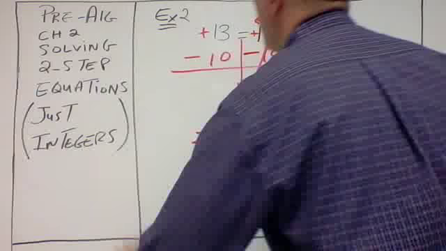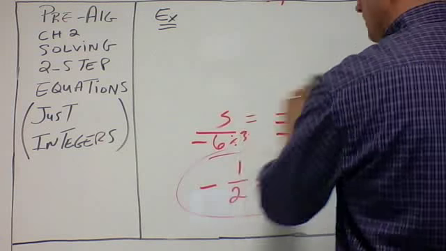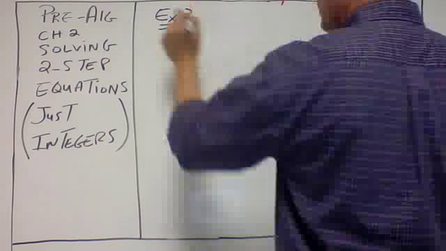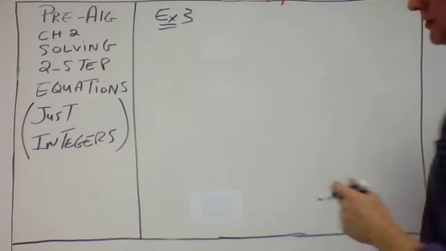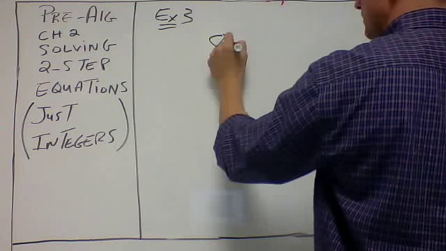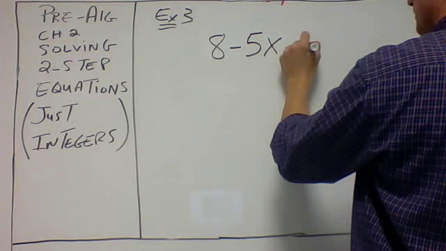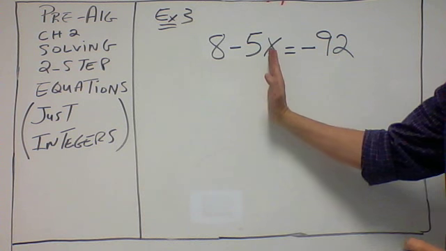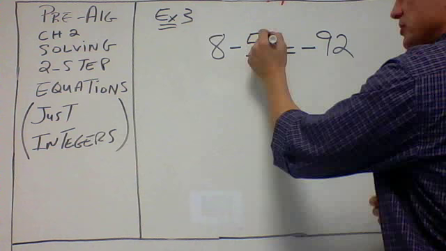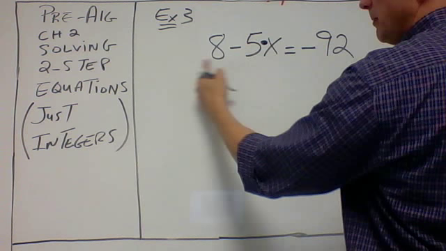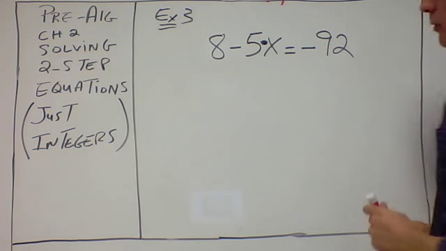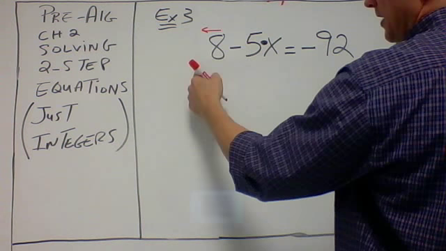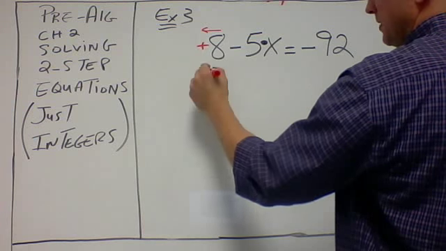Okay, let's try example 3. 8 minus 5x equals negative 92. Okay, first thing I do, here's my x. I know that there's multiplication here, and I know that this is the number I want to get rid of first. Always get rid of the addition or subtraction step first. So I look to the left, nothing. That means it's positive, inverse, subtract.